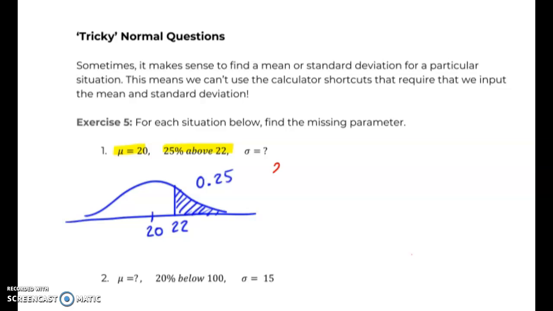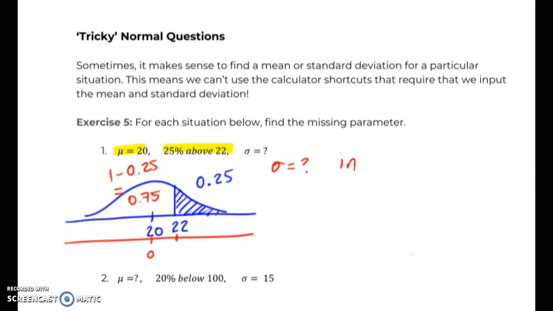Since we don't know the standard deviation, we are going to have to convert these values to z-scores, which means that 20 would be associated with the mean of the standard normal distribution, which is 0. And then 22 is going to be changed to a z-score. In order to find the z-score that corresponds to the top 25%, we have to use the inverse norm function, and we're going to use the area to the left, which is 1 minus 0.25, or 0.75.